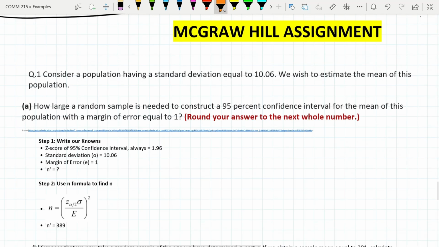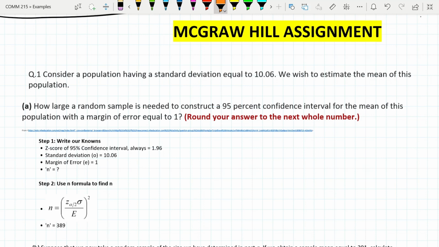Alright, so we're going to be doing question 1 for the McGraw-Hill assignment from chapter 9. Consider a population having a standard deviation equal to 10.06. We wish to estimate the mean of this population. The first question, A: how large a random sample is needed to construct a 95% confidence interval for the mean of this population with a margin of error equal to 1? Round your answer to the next whole number.